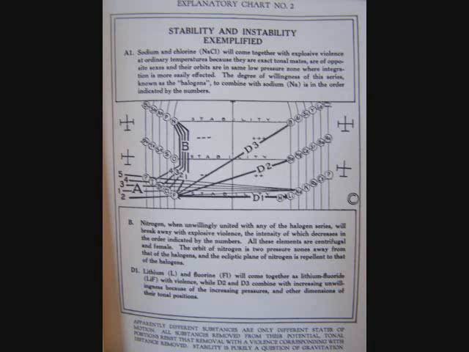D1. Lithium, Li, and the fluoride, F, will come together as lithium fluoride with violence, while D2 and D3 combine with increasing unwillingness because of the increasing pressures and other dimensions of their tonal positions. Apparently, different substances are only different states of motion. All substances removed from their potential tonal positions resist that removal with a violence corresponding with distance removed. Stability is purely a question of gravitation.